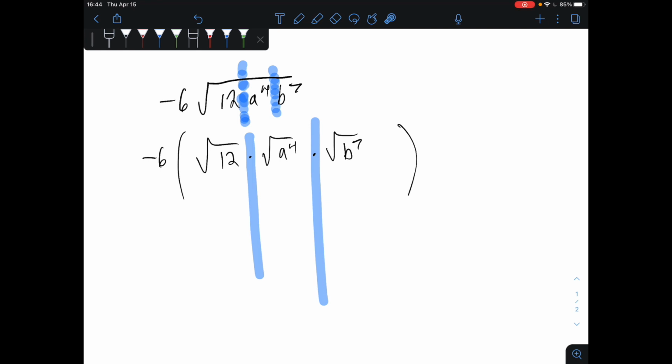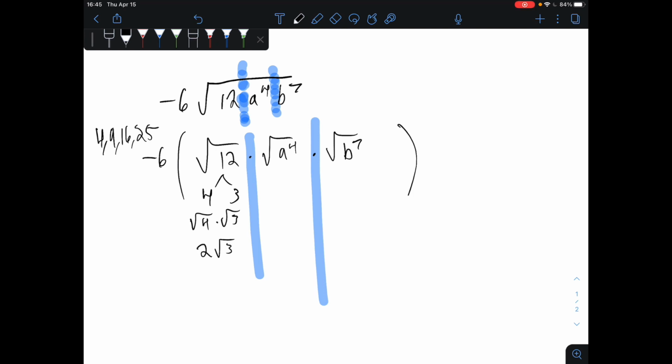Hopefully you gave it a try, and if not, well, anyway. We're going to split this 12 up into 4 times 3, where 4 is one of our perfect squares. Again, that's 4, 9, 16, 25. So we have the square root of 4 times square root of 3, and that simplifies down to 2 square root of 3. Good stuff. I know that's what you got because you're really smart.